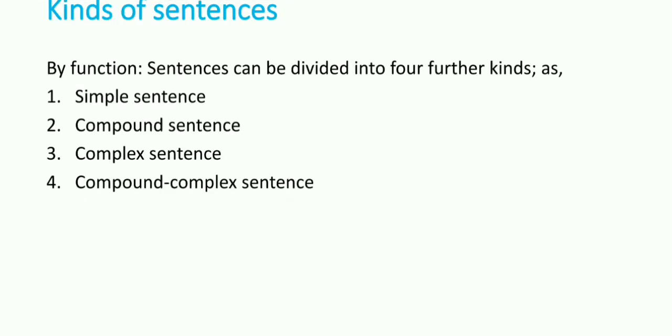Now we have kinds of sentences by function. Earlier we discussed kinds of sentences by purpose, but now we will discuss kinds of sentences by function. So likewise, as with kinds of sentences by purpose, by function we also have four types of sentences. One is the simple sentence, second is compound, third is complex, and the fourth is the compound-complex sentence.